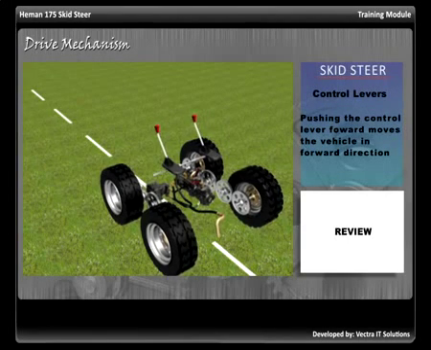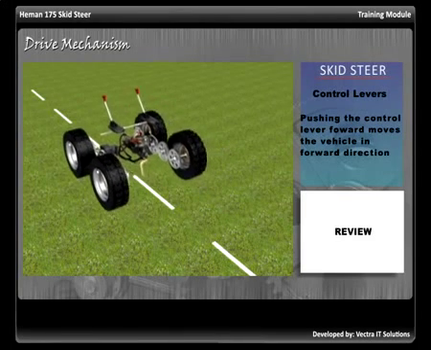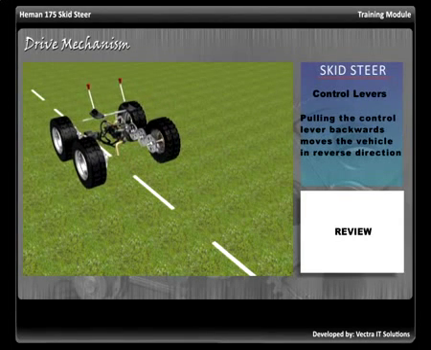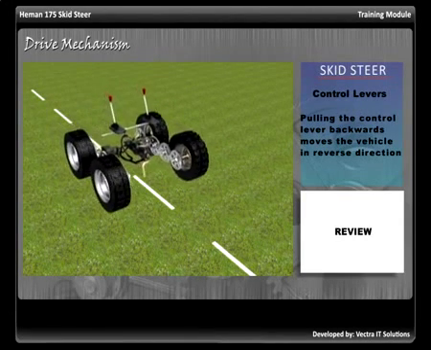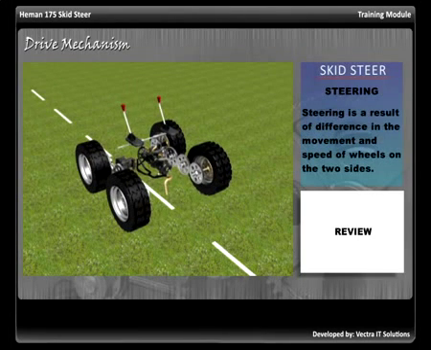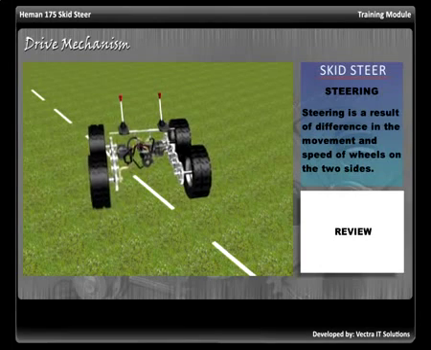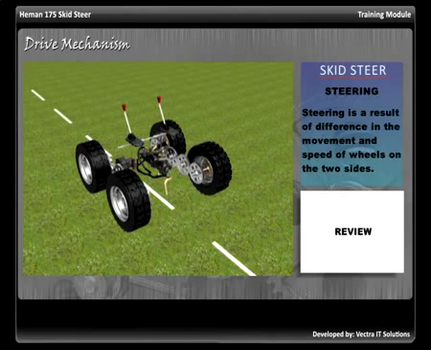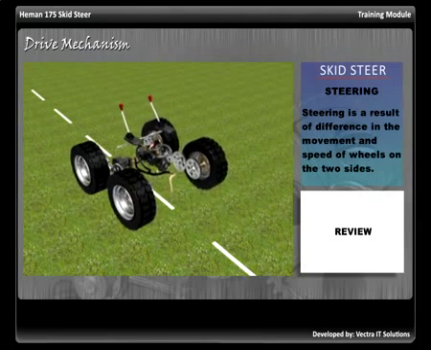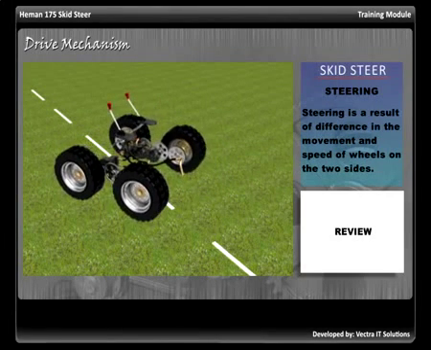Moving the lever forward results in forward movement of the respective motor. The amount of push or pull to the lever directly affects the speed of the motor, and therefore the machine. When one lever is pushed more than the other, the relative difference in speed results in turning the machine right or left.